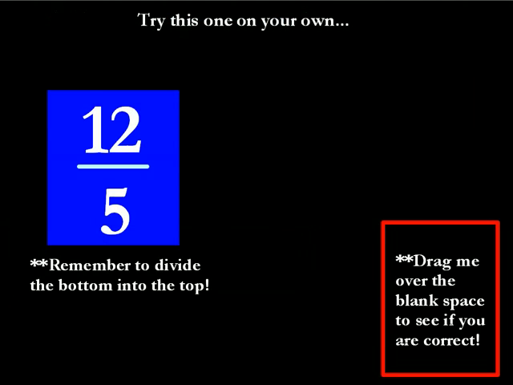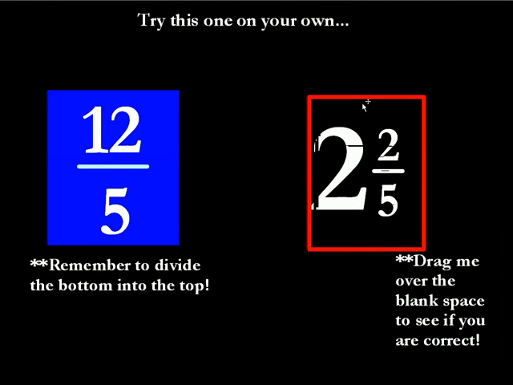Let's do a couple of examples. We have here 12/5. 5 goes into 12 2 times. 5 times 2 is 10. So I subtract 12 minus 10 and I get a remainder of 2. And I write that 2 over 5. So your answer should be 2 2/5. And it is.